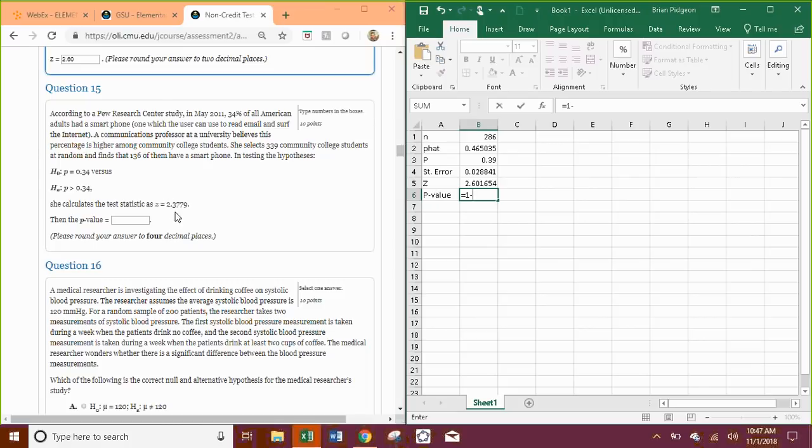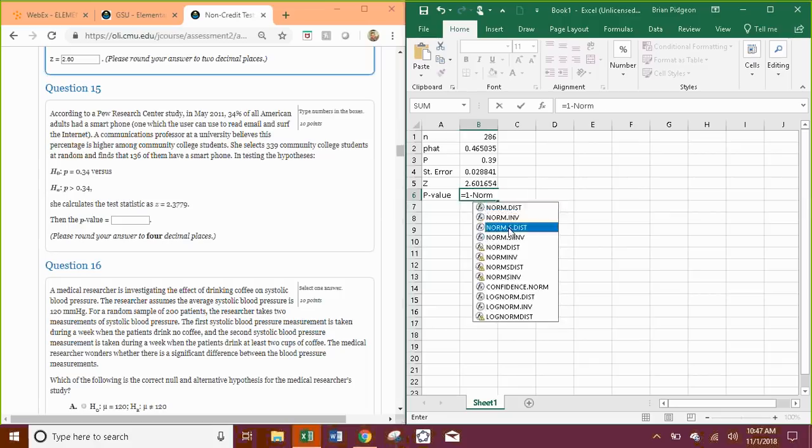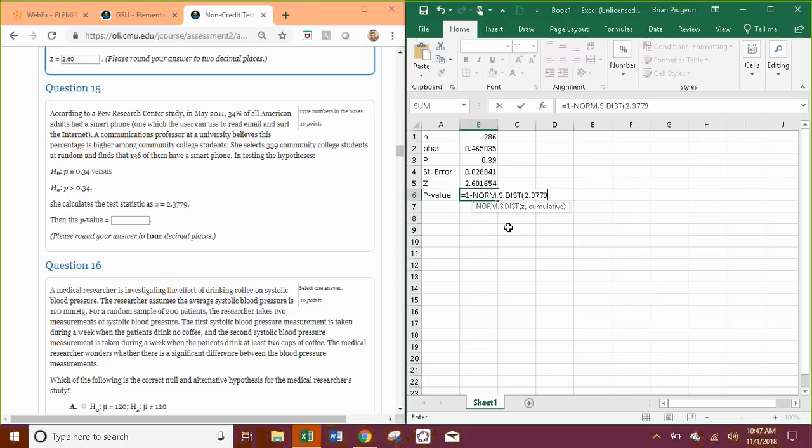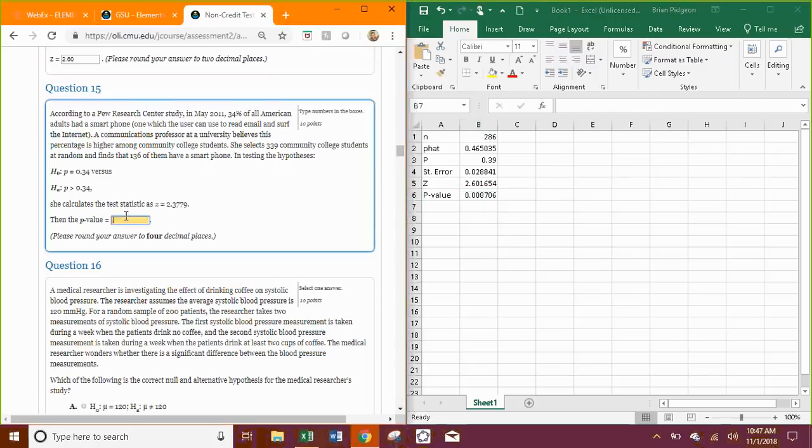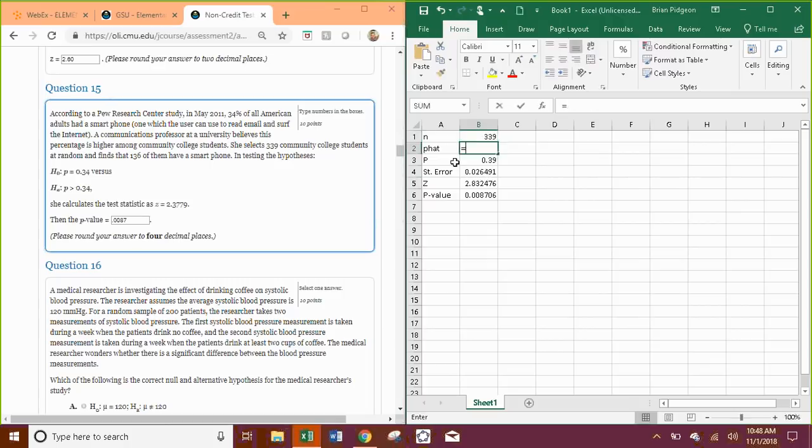If you think back to, I think that was the second test, to be honest, when you wanted to find greater than probabilities involving the normal distribution, you have to do that 1 minus. So we're looking for the probability that our test statistic is greater than 2.3779, and we do greater than based on the alternative hypothesis. So we do 1 minus NORM.S.DIST because we're dealing with a standardized value, and we're going to do 2.3779, and if you recall, the cumulative is always 1. And there's our answer, 4 decimal places, 0.0087.